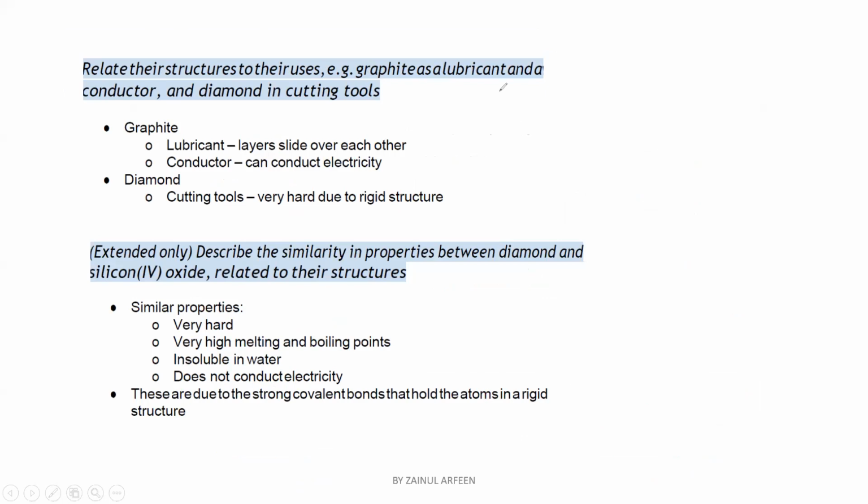So if a question is there, relate their structure to their use. For example, we say graphite can be used as a lubricant and a conductor, and diamond can be used for cutting tools. So what is the reason if they ask why graphite can be used as a lubricant? The term lubricant means you put it between two surfaces to reduce the friction. So why can we use graphite as a lubricant? Because its layers can slide over each other.